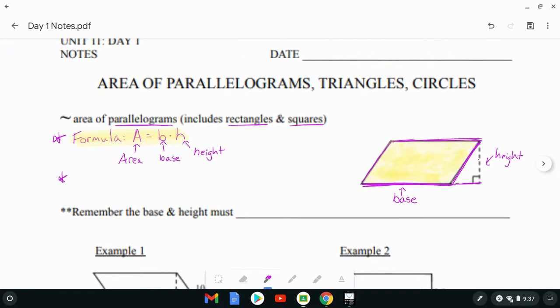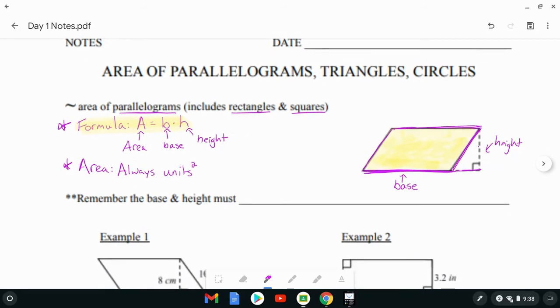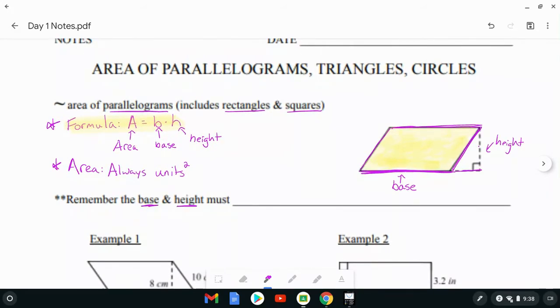One thing to note about the area is make sure that whenever you give the area, you always put it in units squared. That's how we measure the area of a shape, okay? So again, just a quick reminder, remember that the base and the height must be perpendicular or create a 90-degree angle to each other.